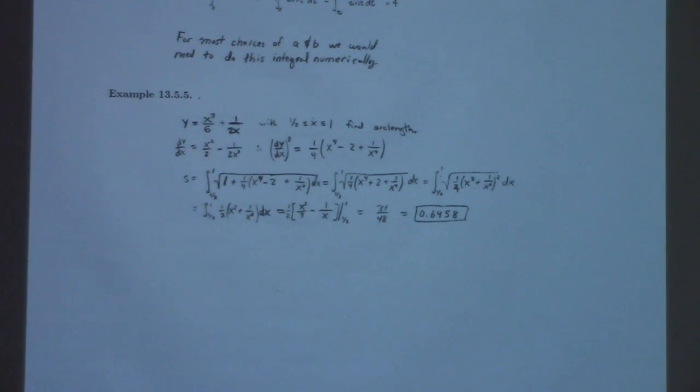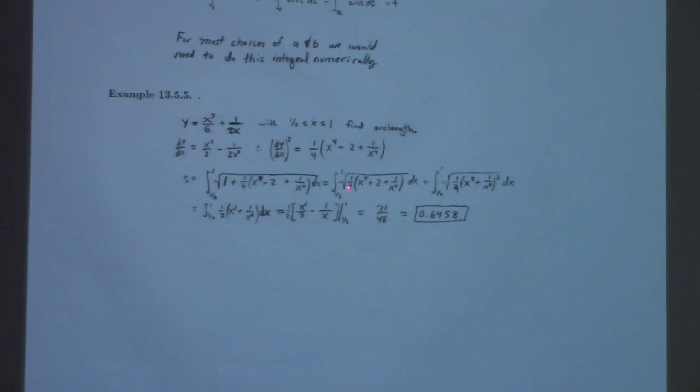This one is kind of a typical, a magic happens example. x cubed over 6 plus 1 over 2x, 1/2 less than x less than 1. So when you differentiate, you get that. You square that, you get this. So this is dx/dx, which is 1. 1 plus dy/dx squared. That's the arc length. And check it out.